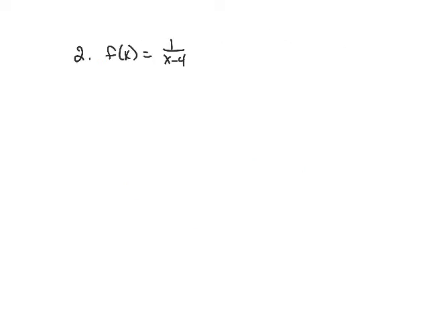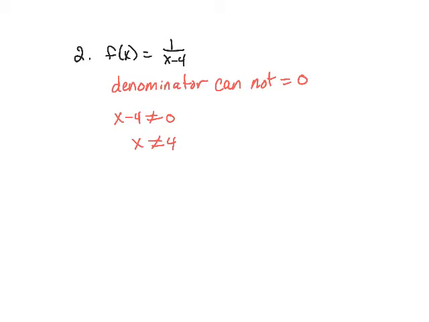The second case is a rational function where I have a variable in the denominator. So we know this function is undefined when the denominator is equal to 0. So my restriction is this: the denominator cannot equal 0. So when I'm finding this domain, I've got to say, well, x minus 4 cannot be equal to 0. So x cannot be equal to 4. 4 is the only number that isn't going to work here.